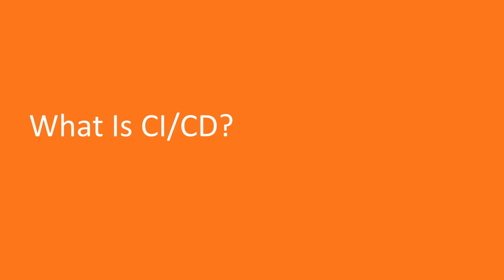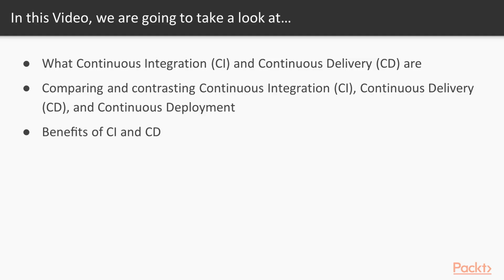Let's start by looking at CI and CD. In this video, we will learn what continuous integration, CI, continuous delivery, CD, and continuous deployment are, and we will compare and contrast them in order to better understand these concepts. We'll also look at the main benefits of CI and CD, so that you can convince your manager to give you time and resources to implement these DevOps processes.